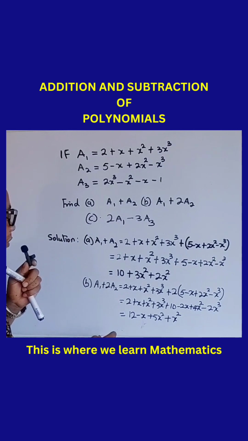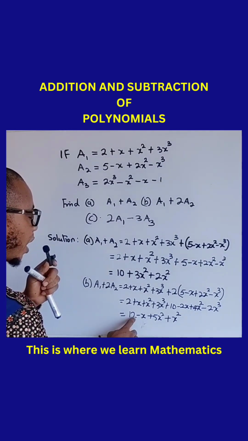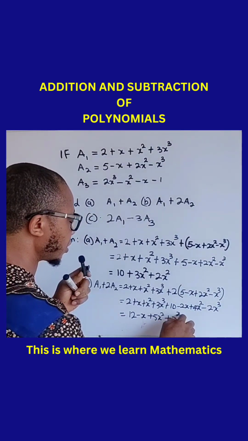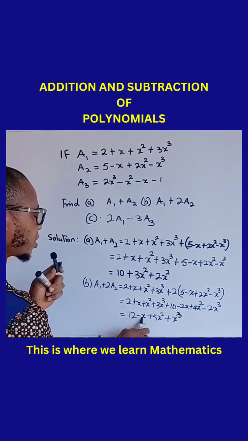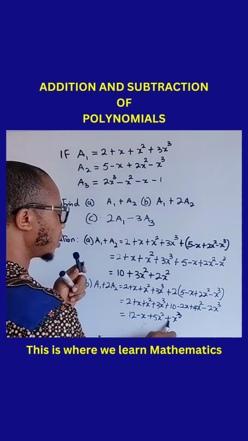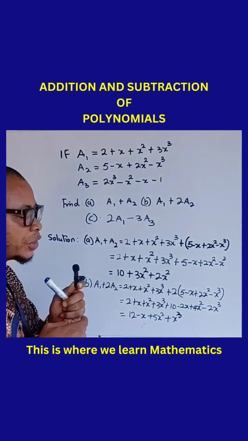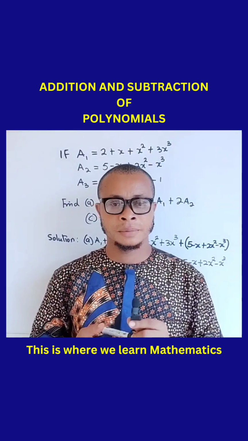So you see we have, this is cube, sorry, this is not square. Okay, so this is cube. So we now have 12 minus x plus 5x squared plus x cubed. So this becomes the second answer.